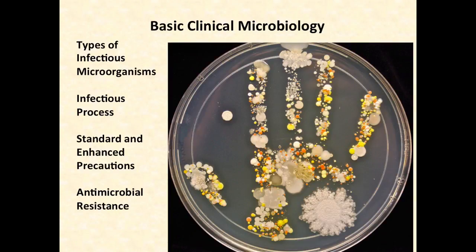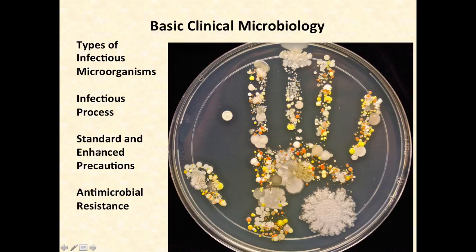Today we're going to talk about some basic concepts of clinical microbiology. So we're going to talk about types of infectious organisms, the spectrum of organisms that cause disease in human beings. We're going to talk about the process of infection, the process in which an infection can move from one person to the next.